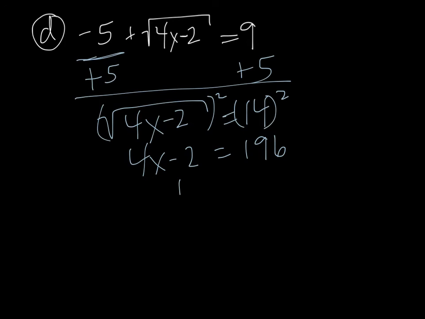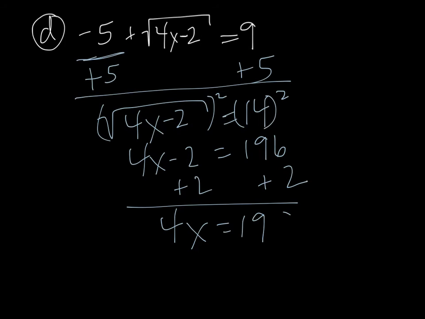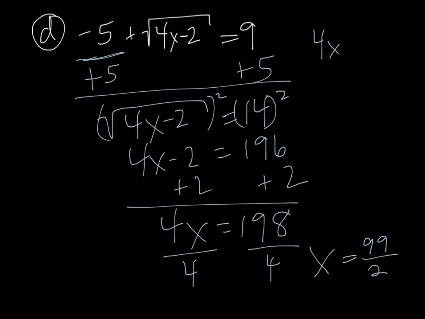And I'm going to add 2 to both sides. So I get 4x equals 198. When you divide both sides by 4, you should get that x equals 99 halves, or 49.5. So I'm just going to double check 4x minus 2 should be greater than or equal to 0. So if I plug this in, 4 times 99 halves minus 2, I don't actually need to go through that whole problem. I know that's definitely going to be bigger than or equal to 0.